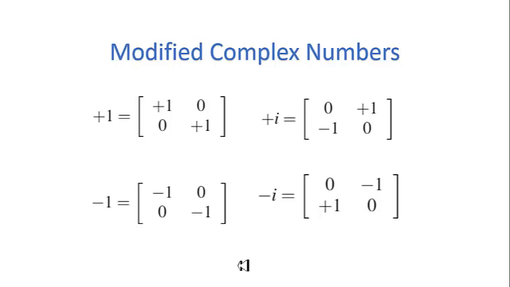So this is why I like this encoding of complex numbers. It's easy to understand, it's easy to remember. Real numbers are forward diagonal and imaginary numbers are backward diagonal, and that's it.